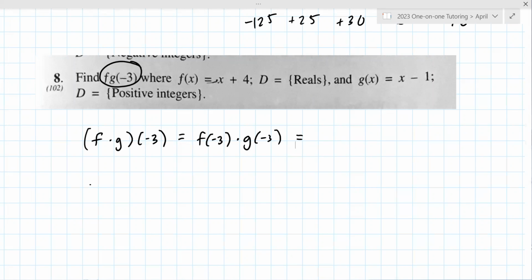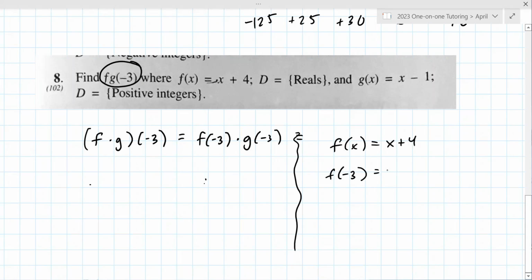I got an answer, but I don't think it's right. Okay, let's work it out here together. So F of -3, I'll just come off to the side here instead. F of X is X plus 4. F of -3 means to put -3 in for X, which is 1. Do you have that?